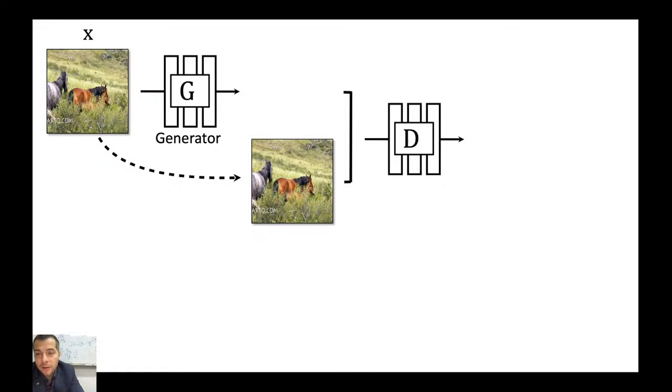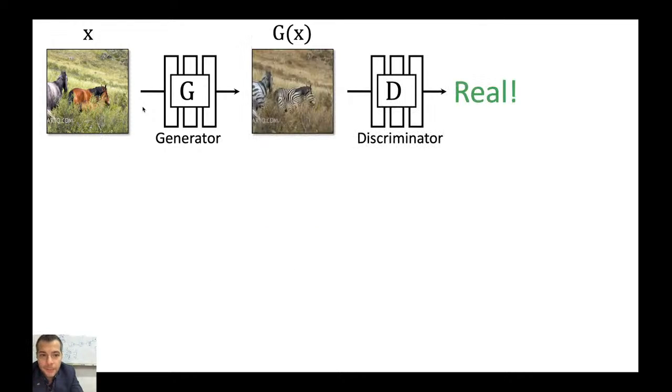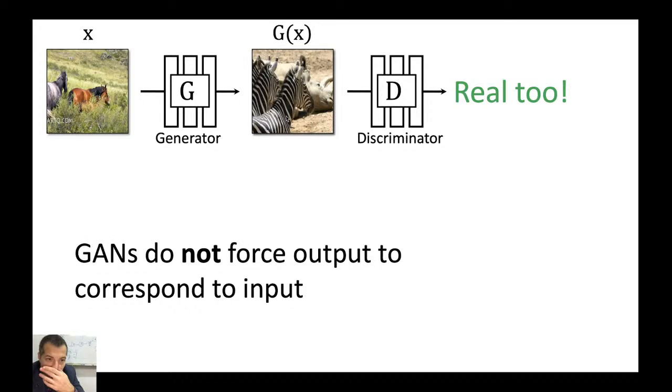So the main idea is, for example, if we have here a generator that takes as input an image, we also use this real image for the discriminator. So the generator generates an image. Here we do not have input-output pairs, so it can take this image and generate this image, and it can fool the discriminator, so it might look real. But it's not necessarily that the generator will generate the corresponding image. It can also generate a different image, and the discriminator will also say that this is real. So the problem is that GANs do not force the output to correspond to the input.